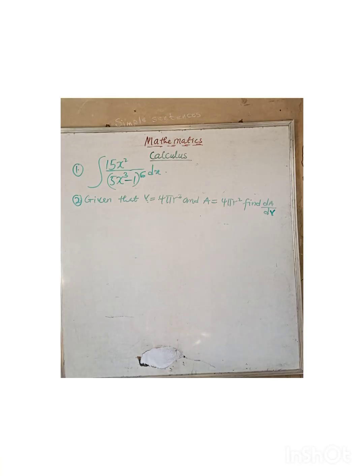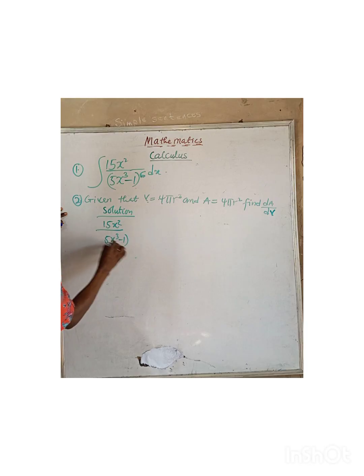Yeah, we are given these two questions, calculus. We have to integrate this one. So what we do here, solution: the integral of 15x squared all over (5x cubed minus 1) in brackets raised to power 6.